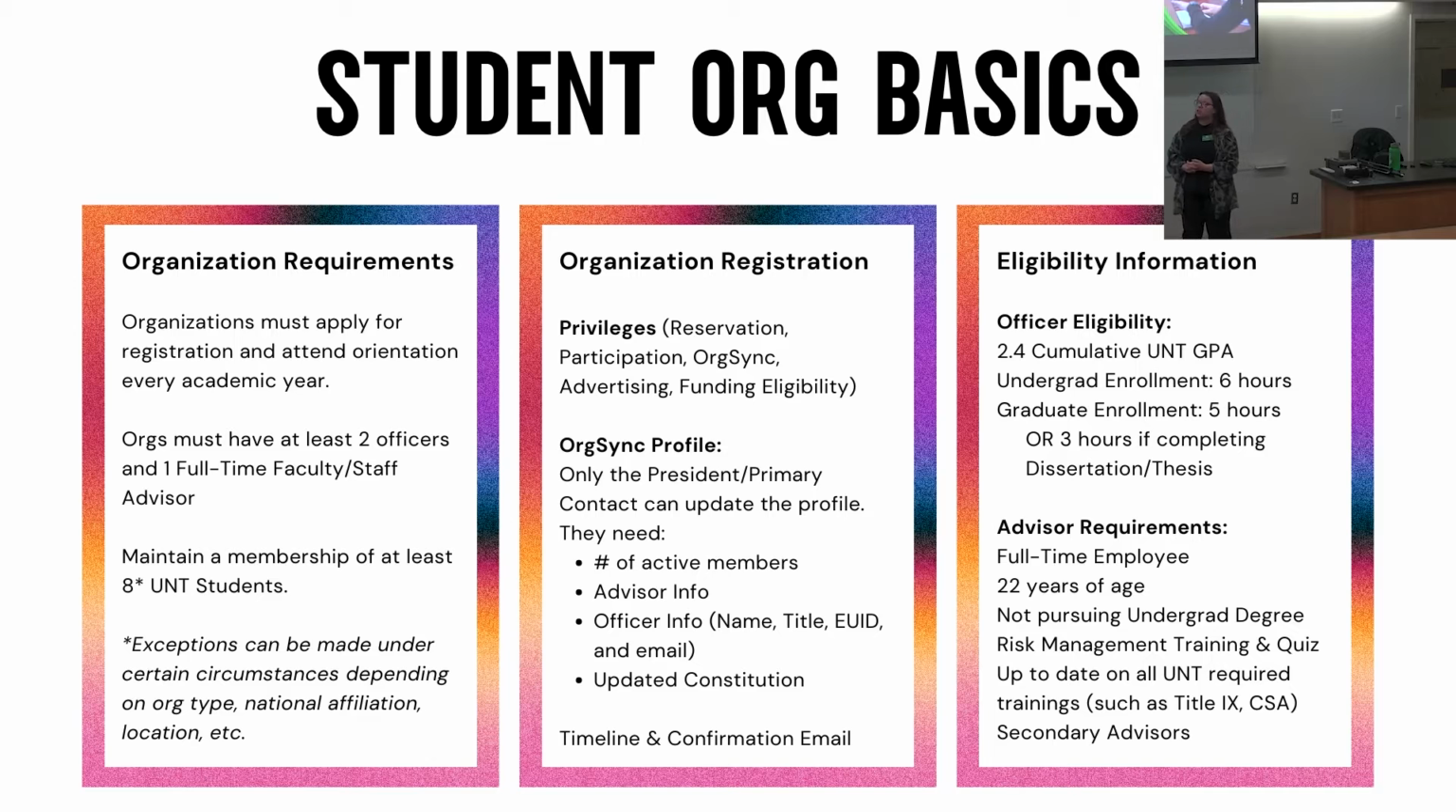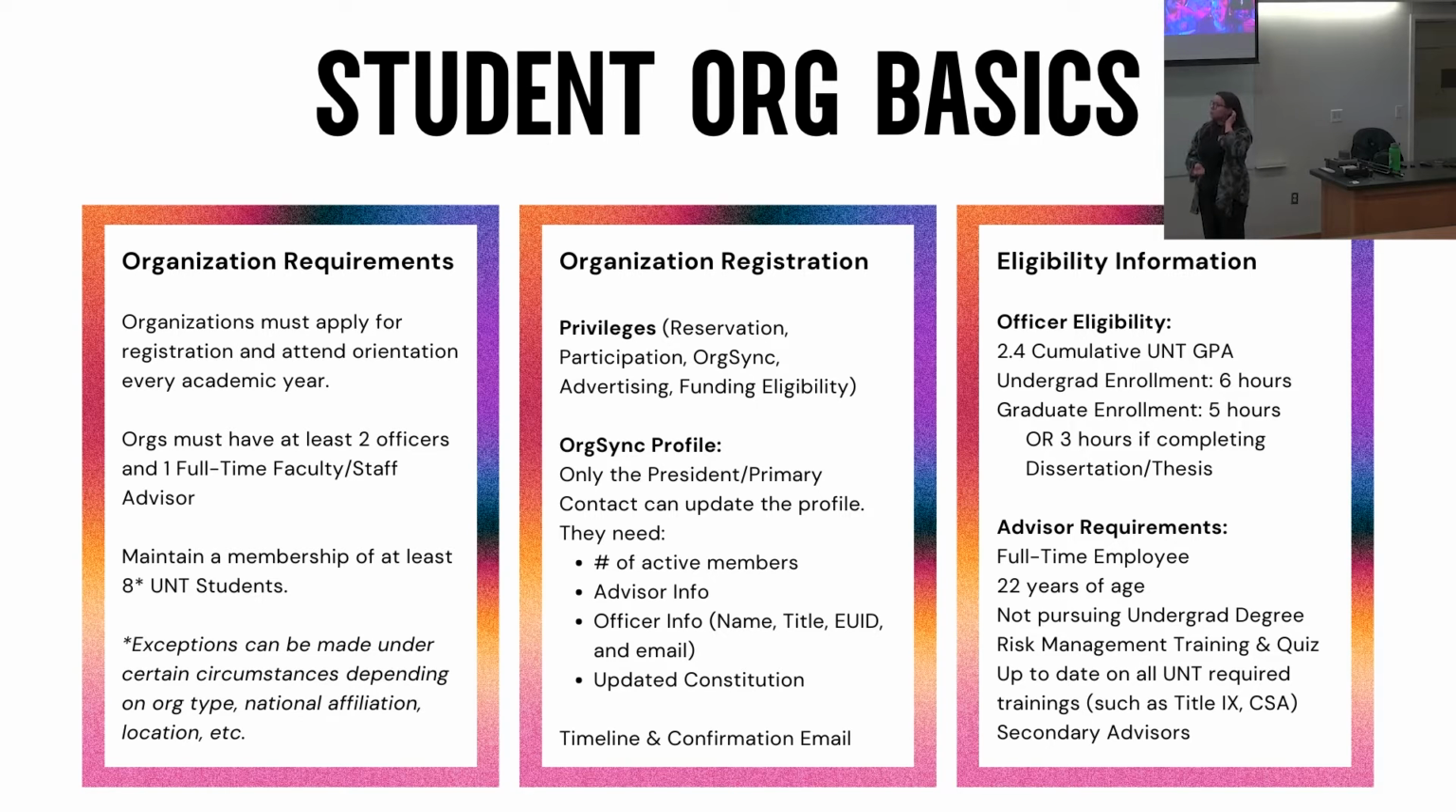In general, an organization must have at least 2 officers, as well as 1 full-time faculty or staff advisor to function as an organization on campus. And they also must have a membership of at least 8 UNT students. There are some exceptions to this rule depending on the circumstances. And so if your organization needs an exemption based on either just like the organization nationally has something going on and they're not able to recruit or whatever it may be, let us know what that situation is and we'll help fix anything that needs to be taken care of on the roster.